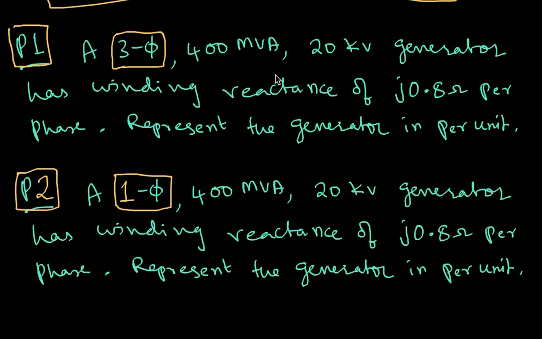A three-phase 400 MVA 20 kV generator has a winding reactance of j0.8 ohms per phase. Represent the generator in per unit. Similarly, the second question, a one phase, everything else is the same. 400 MVA 20 kV generator has a winding reactance of j0.4 per phase. Represent the generator in per unit. Strictly speaking, there won't be a one phase generator of 400 MVA and 20 kV, but just as a theoretical concept, you can consider it as a one phase voltage source with a winding reactance of j0.8 ohms and so on.